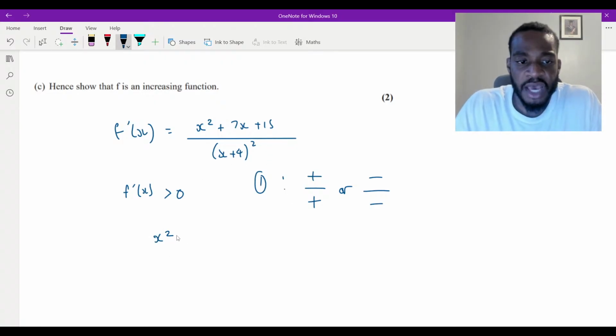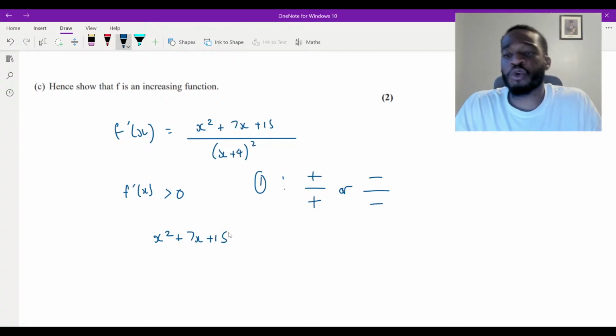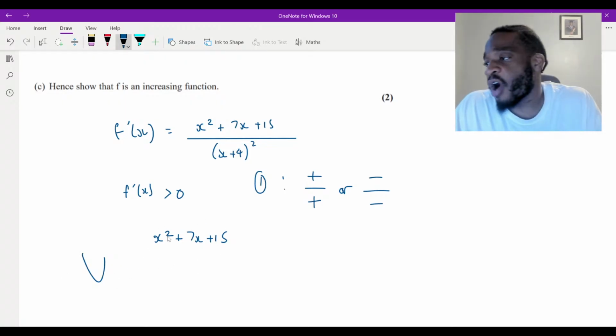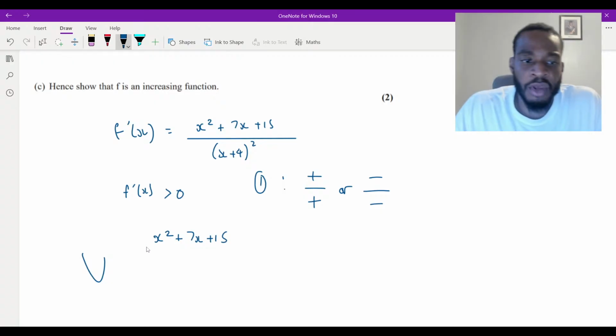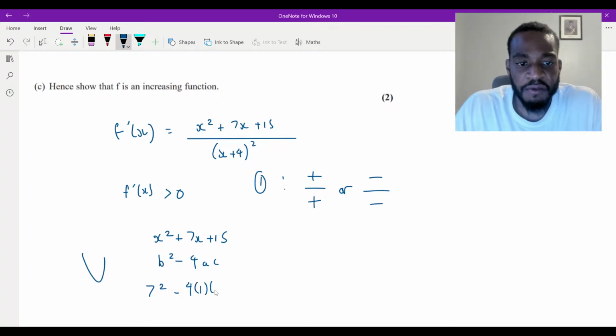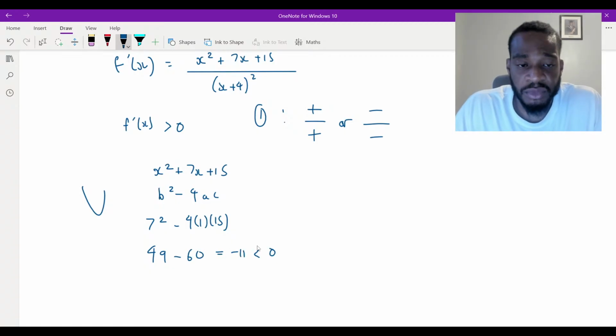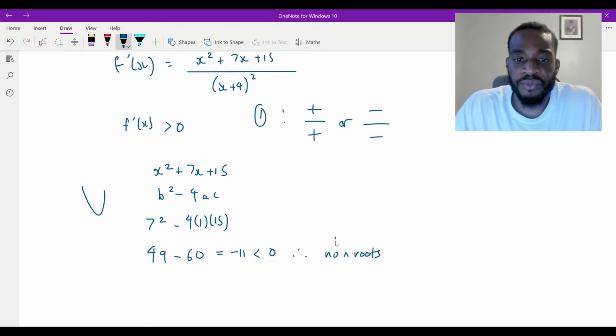So let's look at the numerator, x squared plus 7x plus 15. Well, this is a quadratic. How can we show this is always positive? Well, we know it's a U shape. Now, does it intersect the x-axis? Well, we can figure that out by applying the discriminant. Discriminant b squared minus 4ac is going to be 7 squared minus 4 lots of 1 and 15. That's 49 take away 60, which is equal to minus 11, which is less than 0. So therefore there are no real roots.